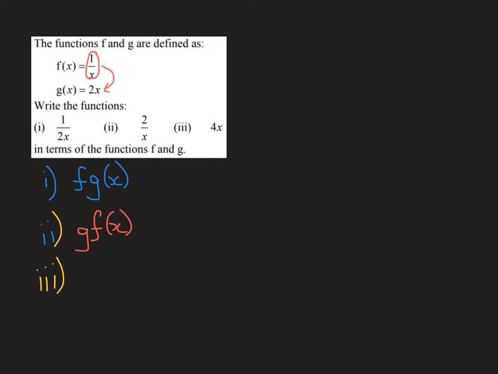And finally, part 3, well, hopefully I can see x has been multiplied by 2 and then multiplied by 2 again. This is the only function involving a multiply by 2, so it's g of g of x, or more neatly g squared of x.